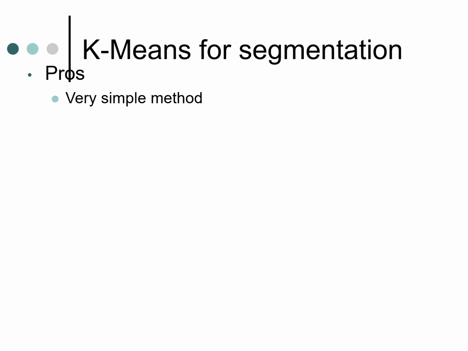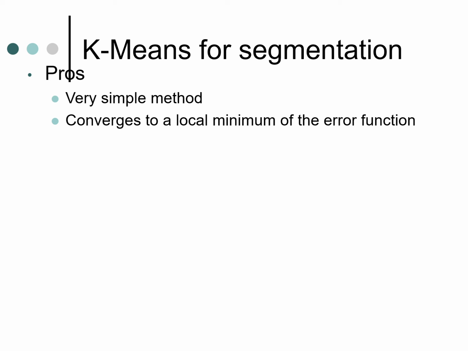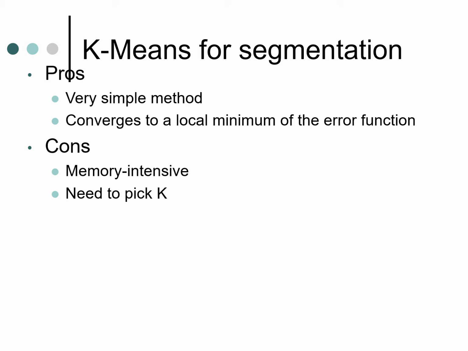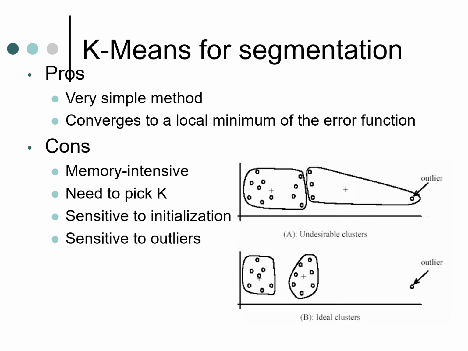For K-means for segmentation, we have some pros: it is a very simple method, and it can easily converge to a local minimum of the error function. Some cons are that it is memory intensive. We need to pick K. Also, it's sensitive to initialization. It's sensitive to outliers.